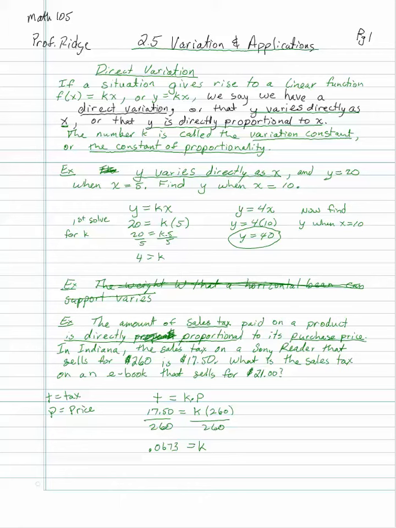Now part 2, now we can answer the question. If k is 0.0673, what's the tax paid if we buy an item that sells for $21? So 0.0673 times 21 is $1.41 if we round it. And there we go. So we're going to pay $1.41 in tax on that $21 purchase.